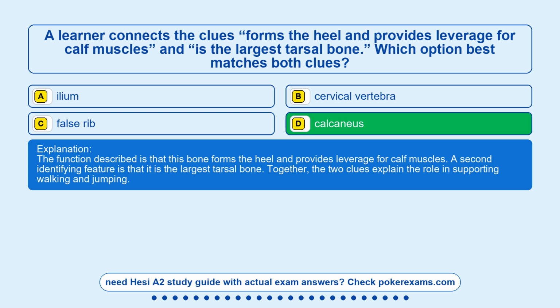The function described is that this bone forms the heel and provides leverage for calf muscles. A second identifying feature is that it is the largest tarsal bone. Together, the two clues explain the role in supporting walking and jumping.